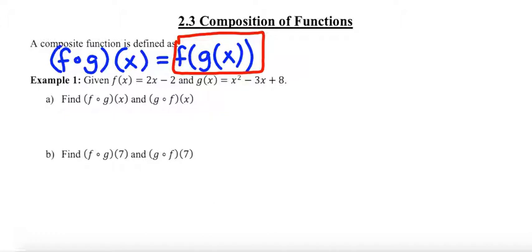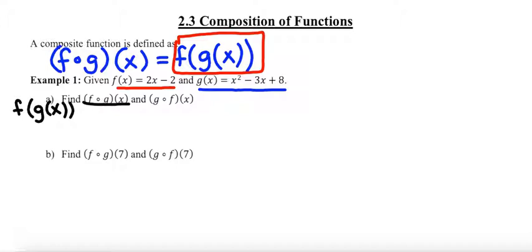So if we look at example number 1, we know what f of x is. We know what g of x is. And now this first one is telling us f of g of x. Remember, I like to rewrite it. I think it's a lot easier. So it's saying take the g function and put it into the f function.